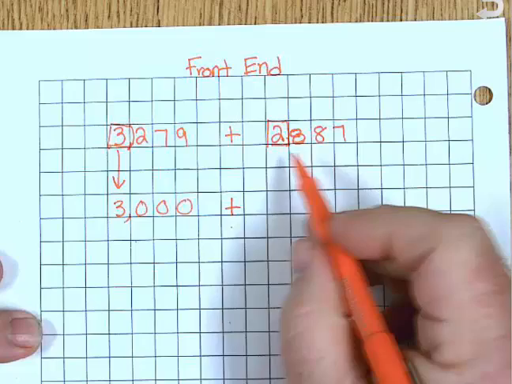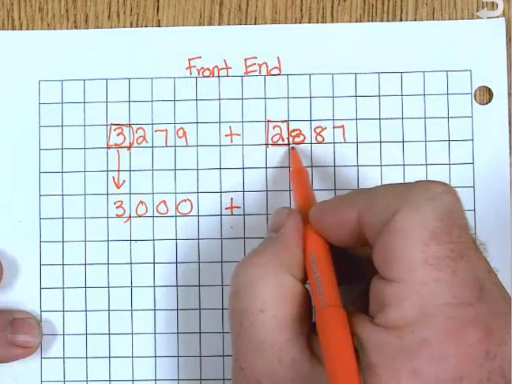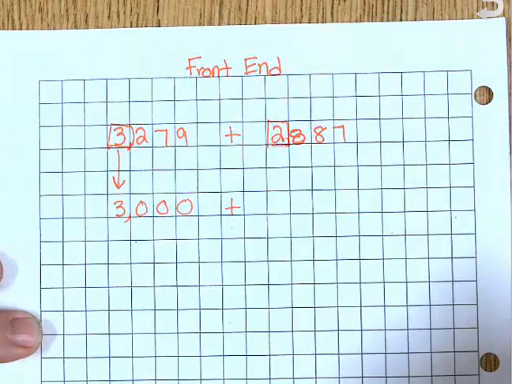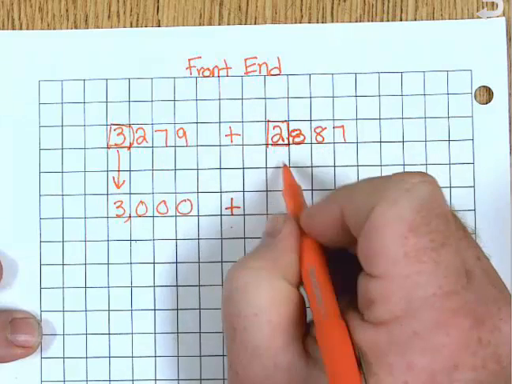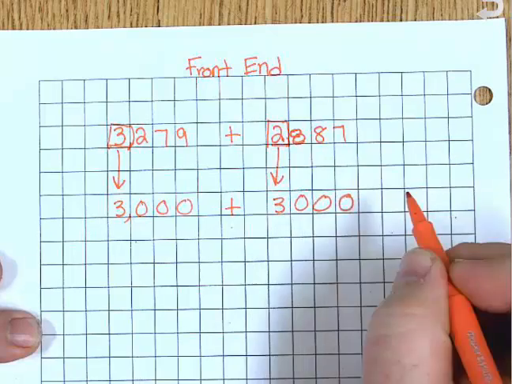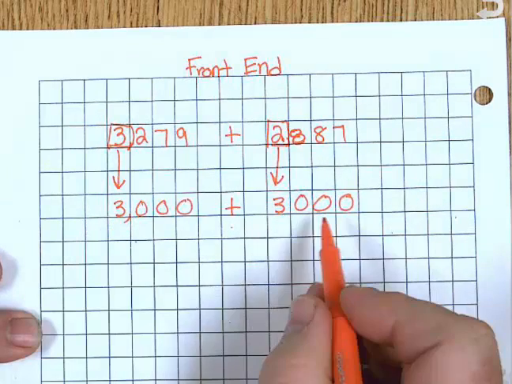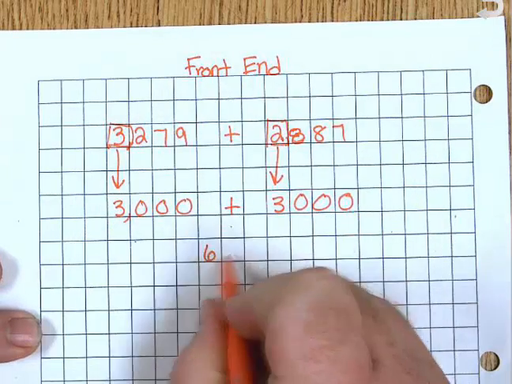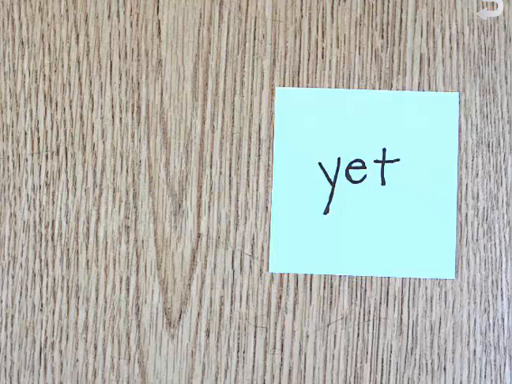In 2,887, since the 8 is closer to the next value, you will change the 2 to a 3, and then the rest will turn to zeros. And then you have 3,000 plus 3,000 equals 6,000. Your key word is yet.